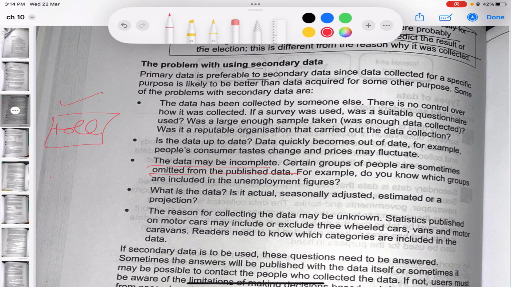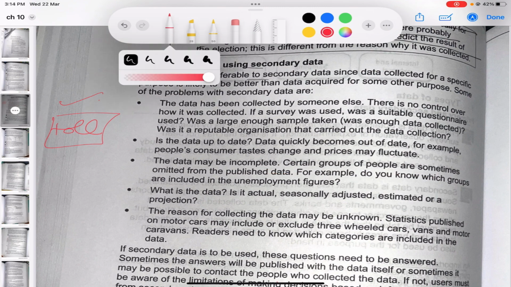Because you have omitted the most important sector using which you were able to find the actual poverty figure in the country. So you need to make sure that you are including the entire population, or all the target audience, or whoever is concerned with your study. When you take secondary data, you don't know if they have incorporated everybody or not. That's what they meant when they said that certain groups of people are sometimes omitted from the published data. That can give you false information, right?